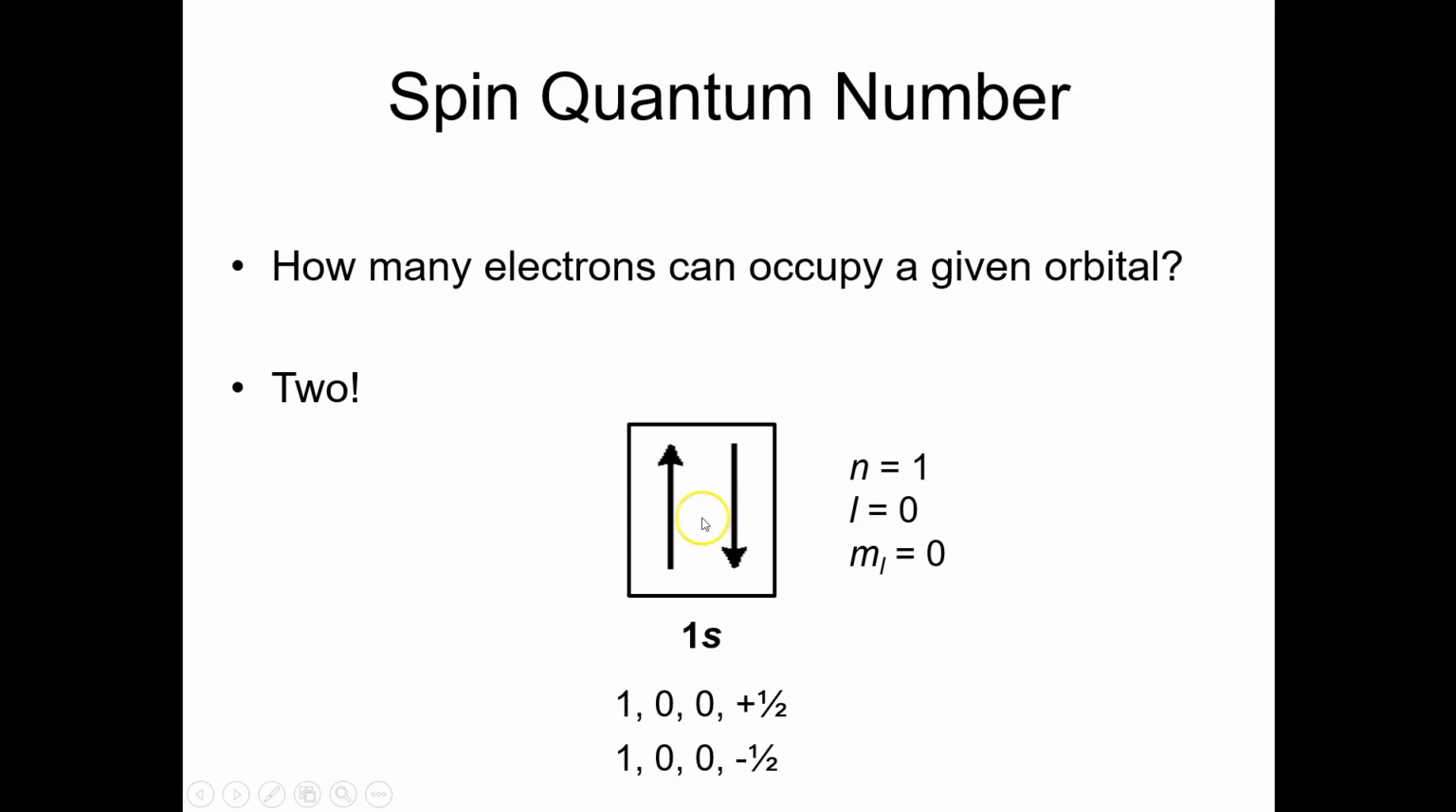So you can put a maximum of 2 electrons into any given orbital. By convention, we always draw the first one into the orbital with the arrow pointing up, the second one with the arrow pointing down, but these don't correspond to any specific quantum numbers. It's just a drawing convention.